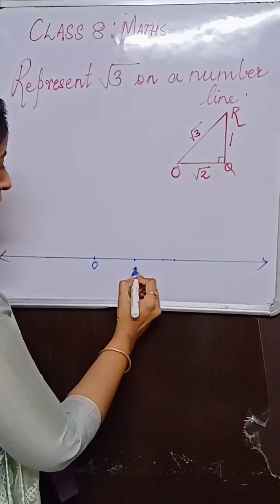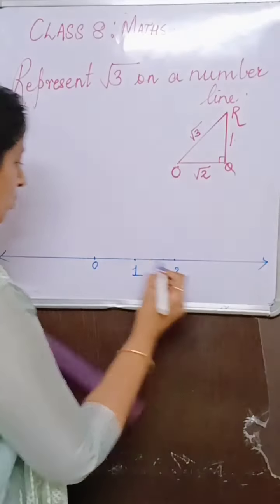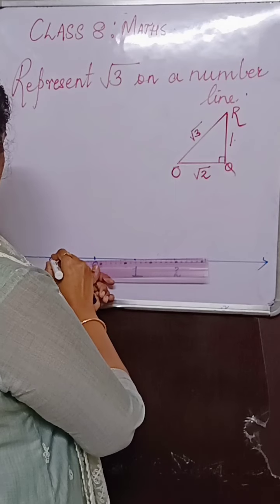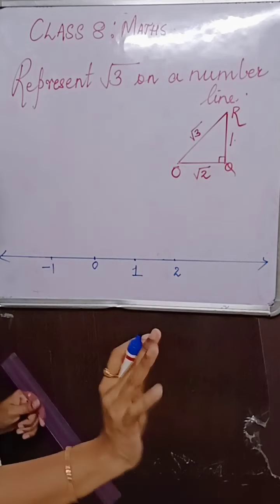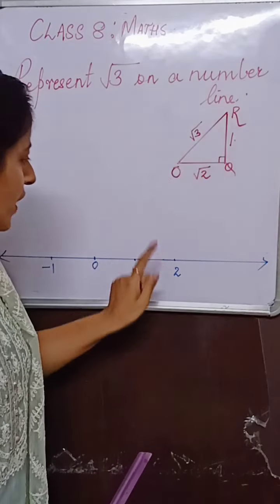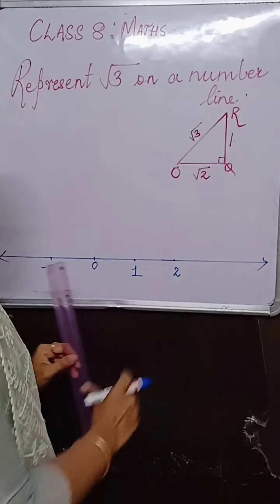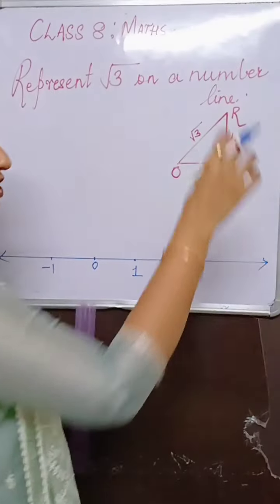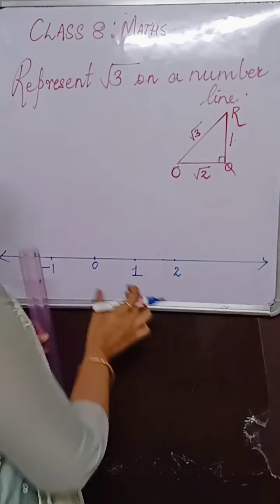Fine. So this will be 1 and this will be 2. Similarly, left side minus 1. Enough. Looking at the rough figure, we will be drawing the triangle. We need root 2 as the base. So to get root 2, first we have to construct root 2.